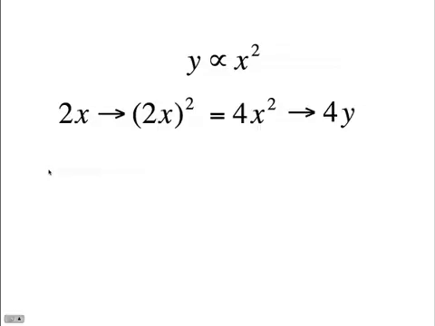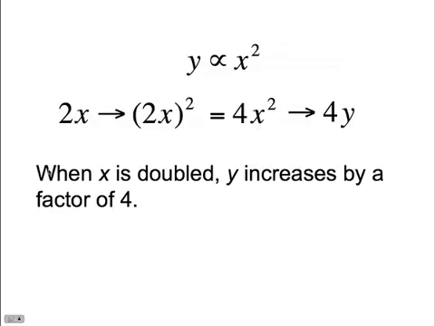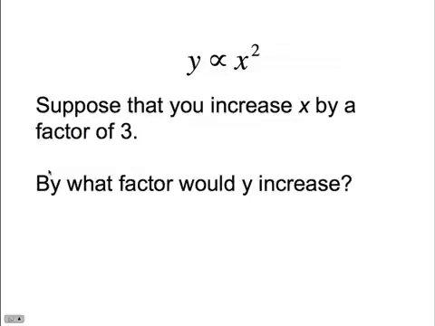Let's look at another example. y is proportional to x squared. In this case, if you double x, that doubling gets squared. Well, what is 2 squared? It's 4. So doubling x results in x squared increasing by 4, which means that y increases by 4. So doubling x results in 4 times the value of y. When x is doubled, y increases by a factor of 4.